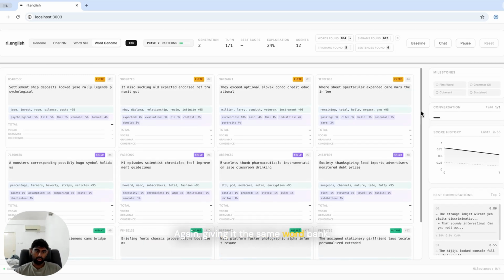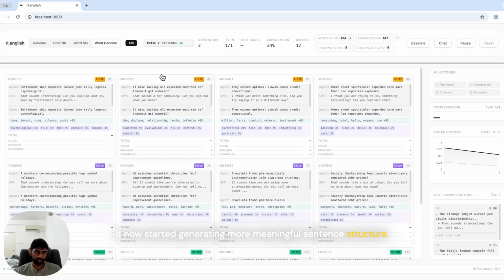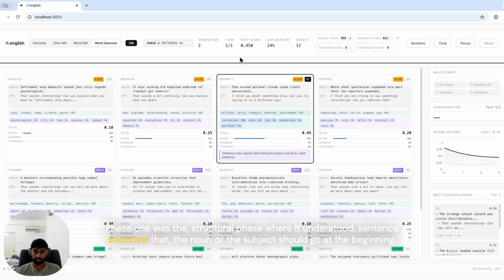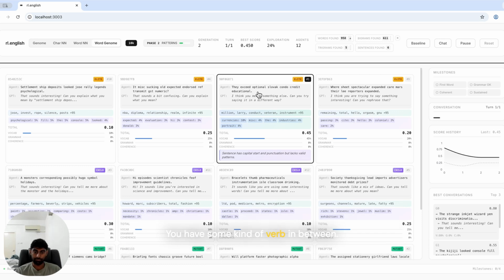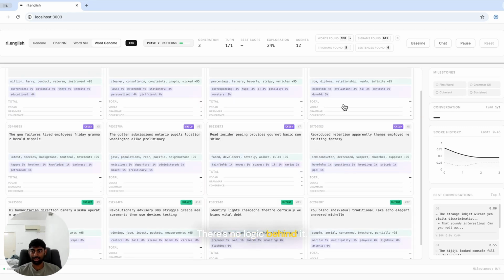Again, giving it the same word bank, it now started generating more meaningful sentence structure. It understood over generations, right? You could see which phase we're in. Phase two, the patterns phase. Phase one was the structural phase, where it understood sentence structure, that the noun or the subject should go at the beginning, we have some kind of verb in between, and then we have a predicate sentence, right? Obviously, you could see that the predicates of these sentences are still entirely random. There's no logic behind it.